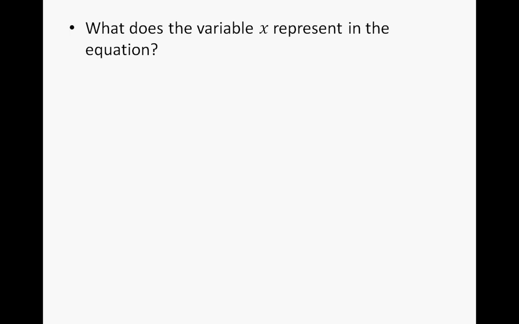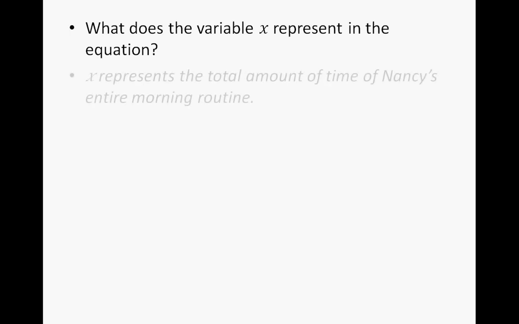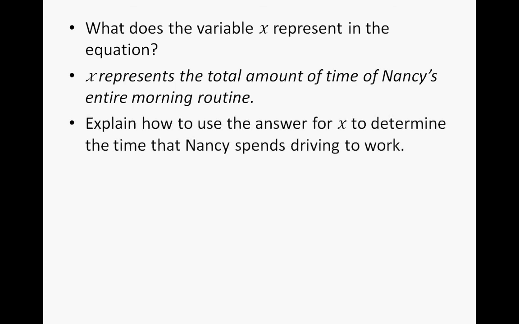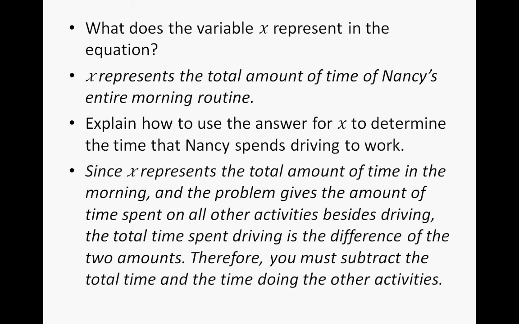What does the variable x represent in the equation? Well, x represents the total amount of time of Nancy's entire morning routine, again minus the driving. So explain how to use the answer for x to determine the time that Nancy spends driving to work. Well, since x represents the total amount of time in the morning and the problem gives the amount of time spent on all the other activities besides driving, the total time spent driving is the difference of the two amounts. Therefore, you must subtract the total time and the time doing the other activities.